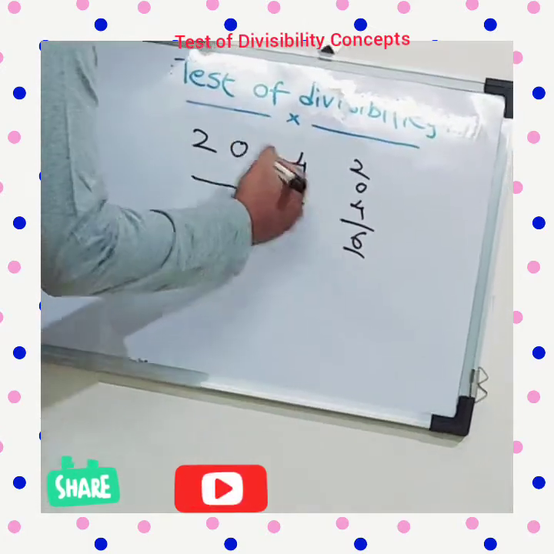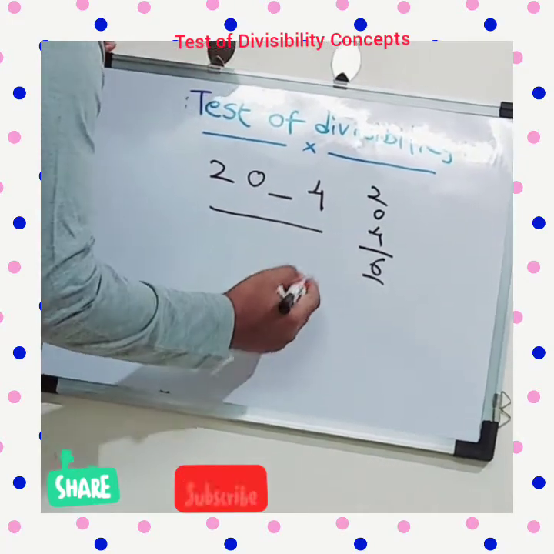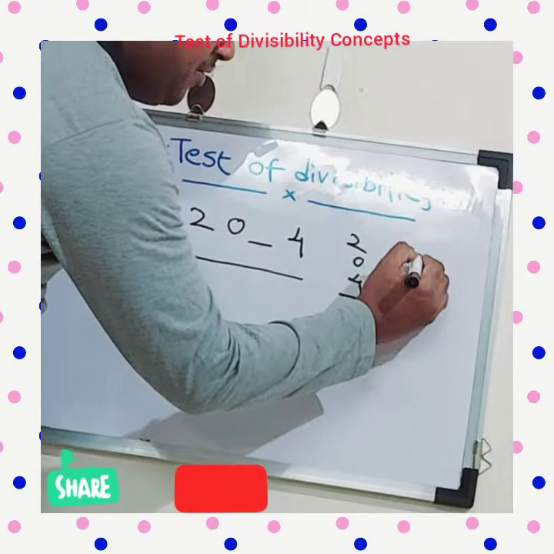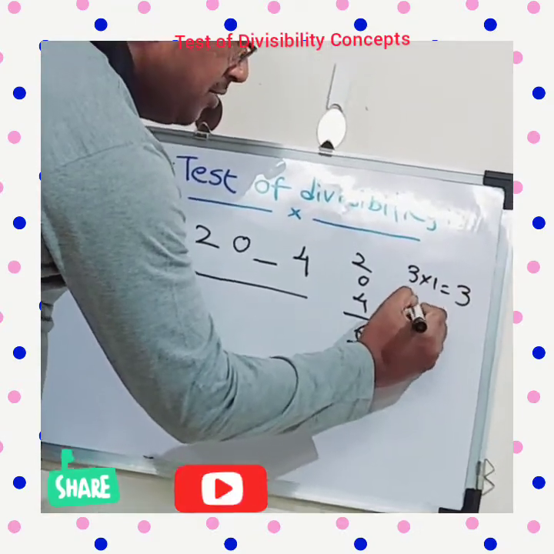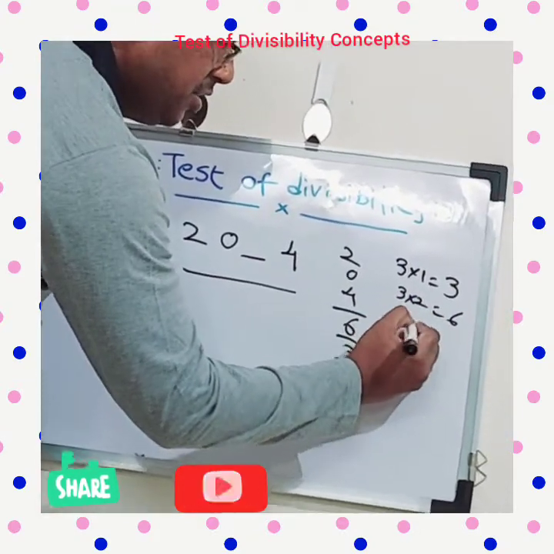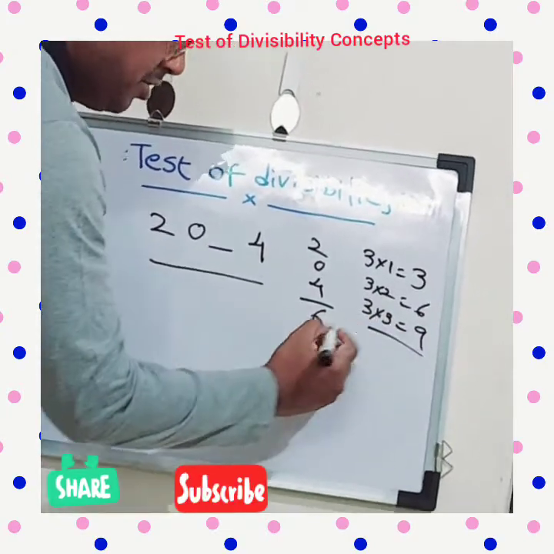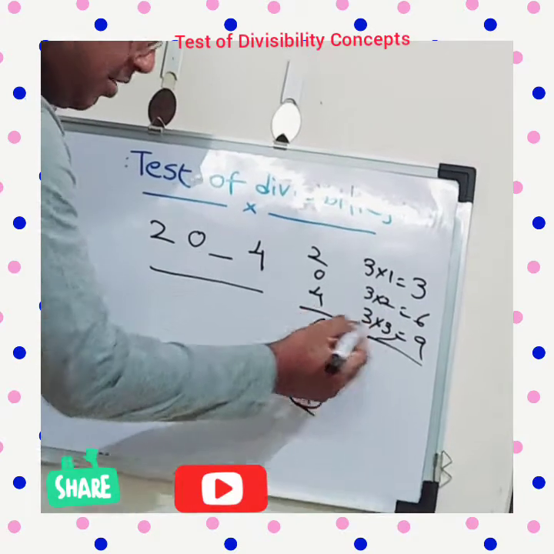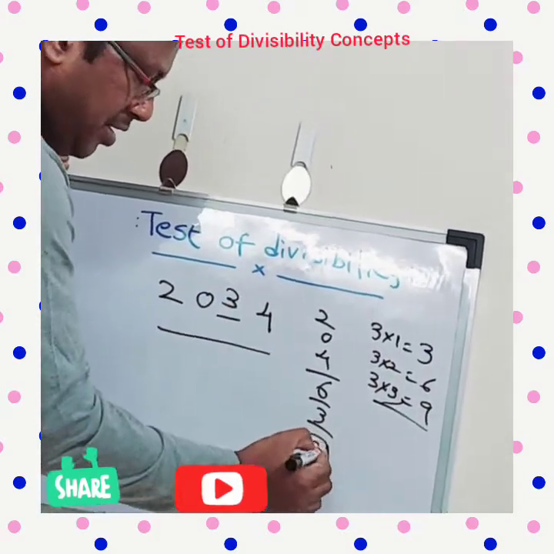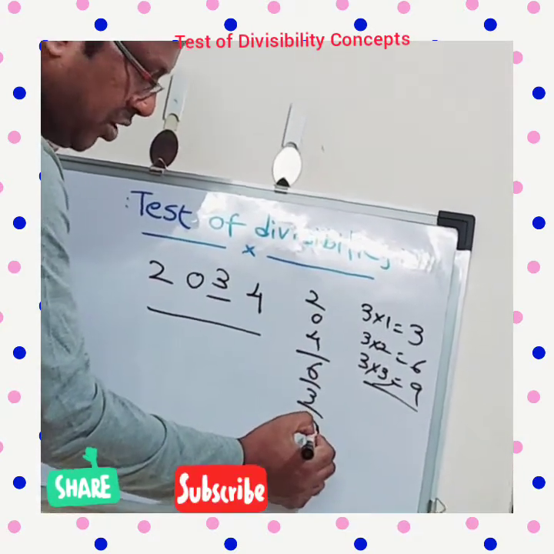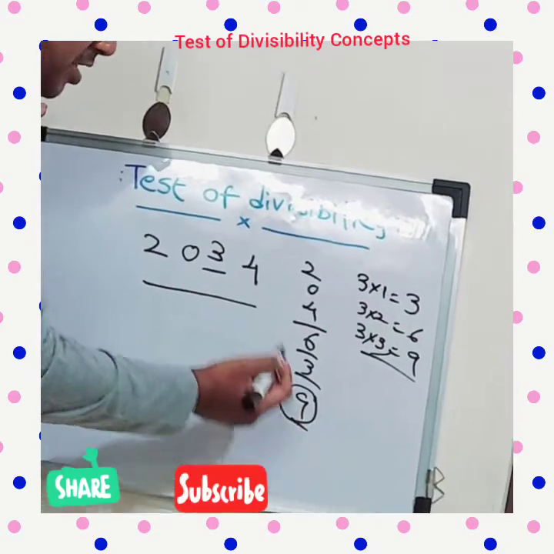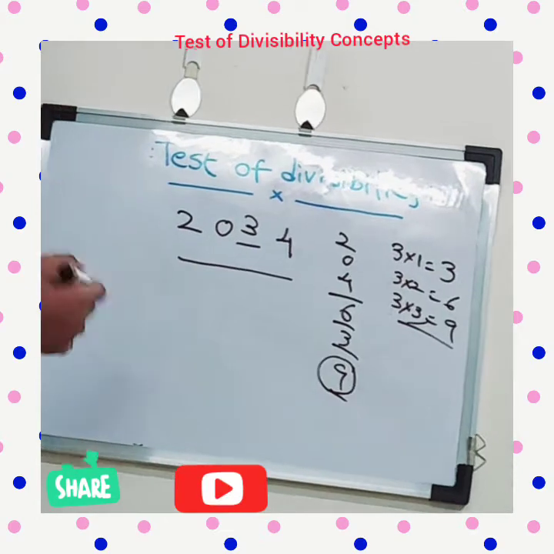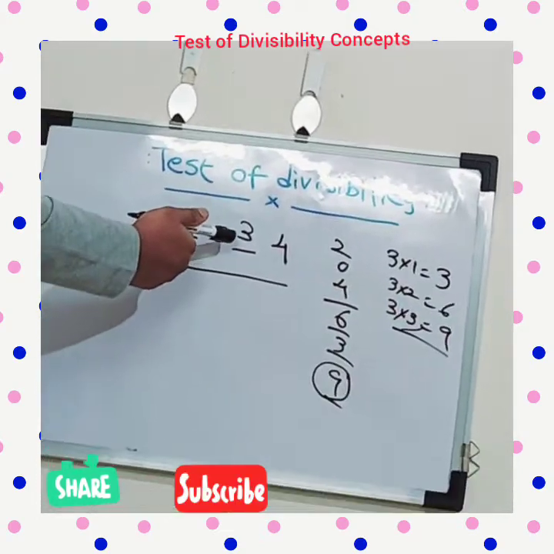So what is the smallest number we can keep over here? 3, because 6 plus 3 is 9. The sum of the digits is then 9, and 9 is divisible by 3, so definitely this number should also be divisible by 3. So the number that can fit over here is 3.